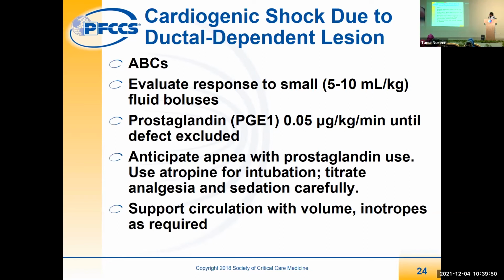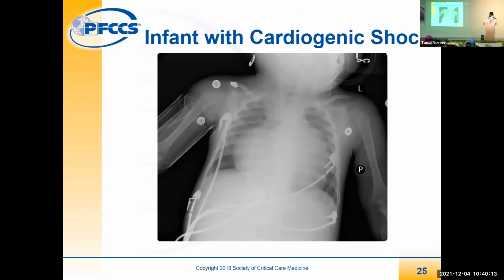But if we use a higher dose of prostin, it can cause apnea. So we should be ready to have a more stable airway for these patients. And of course, volume and inotropes are required till we know exactly what the pathology is. Okay. So what does this heart show? It's a very big heart. Okay. Next.